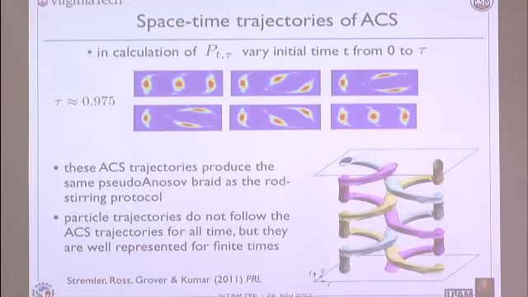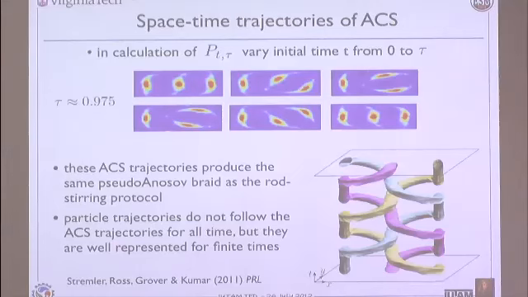So if we're not thinking about particle trajectories, but just the almost cyclic sets that come from the particle trajectories, they generate this same pseudo-Anosov braid as the rod stirring protocol. The hand-waving part of this is that the particle trajectories do not really follow these ACS for all time. Okay? They eventually leave those trajectories.